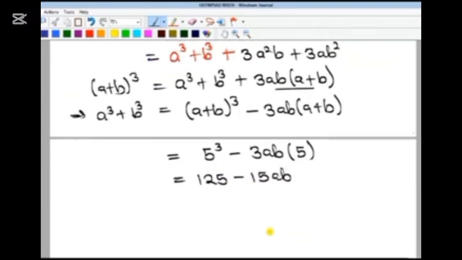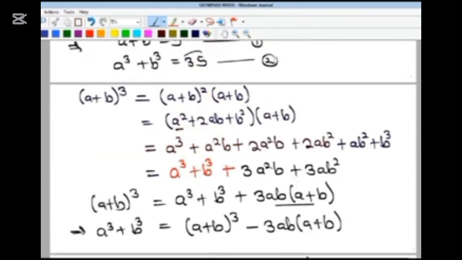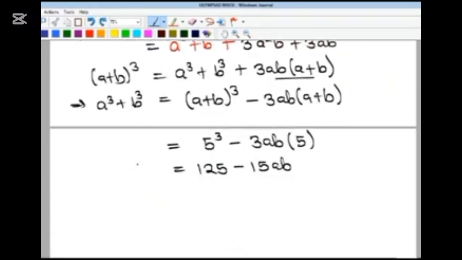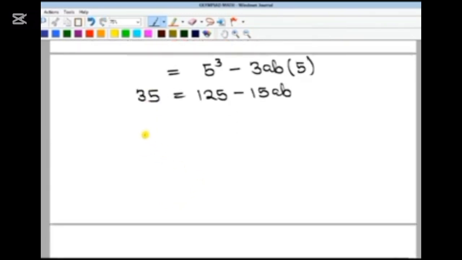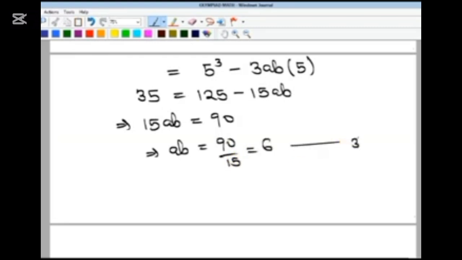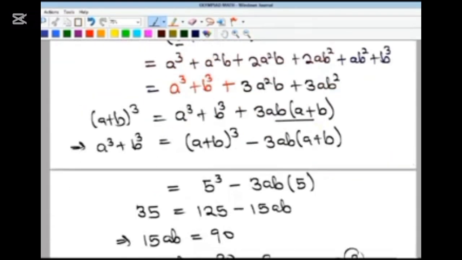And so this is going to give us 125 minus 15ab. Now remember that from equation 2, our a cube plus b cube is equal to 35. So that means I can write the left hand side as 35. And when I do that, I can make this ab the subject, and that's going to give me 15ab. If it comes here, it becomes positive. So this will now mean that ab alone is 90 over 15, and that is equal to 6. So I have another equation: ab is equal to 6 and a plus b is equal to 5.